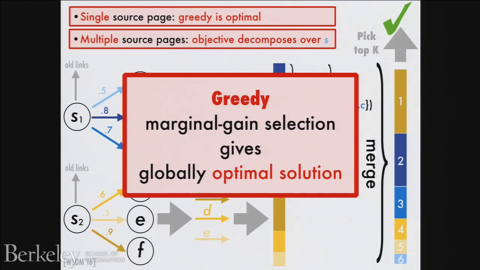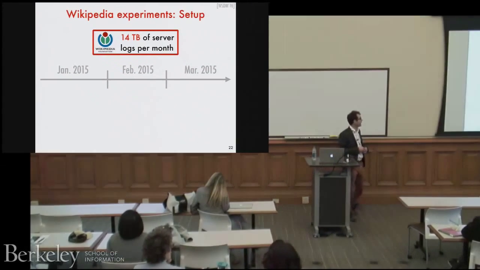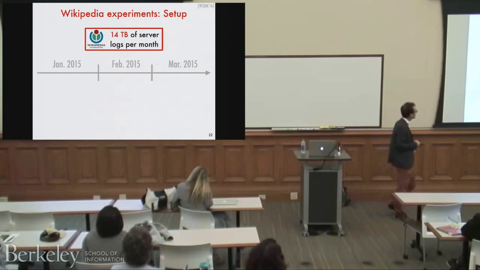So in a nutshell, that means that greedy marginal gain selection gives the globally optimal solution for this problem, which is nice because it's very, very efficient once we run it on large data sets. And that's actually what we're going to do next. So we want to see how this does in practice.